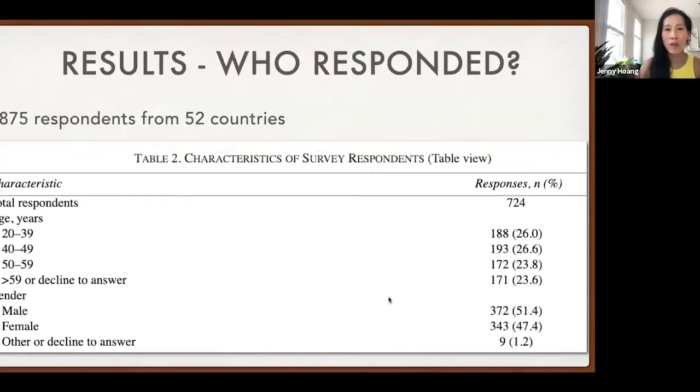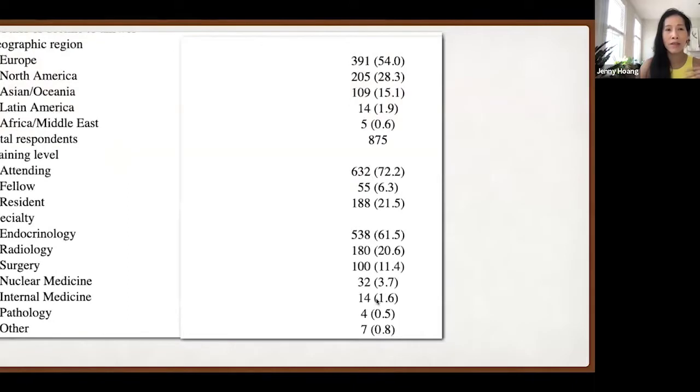Okay, so in terms of results, who responded to this survey? Well, it was overwhelming. It was 875 people responded to the survey from 52 countries. That is a lot of the members of these societies, and we really appreciate that. And so let's see who they are and how they're similar to you or someone else in the United States. So the age, they were pretty well distributed across the age groups, pretty well distributed across male and female. So nothing to point out here. And then where they were from. So let's take a look.